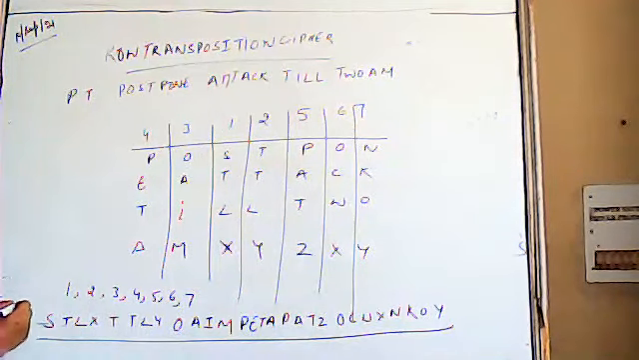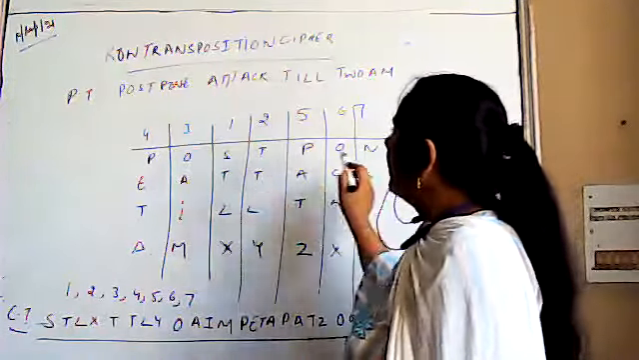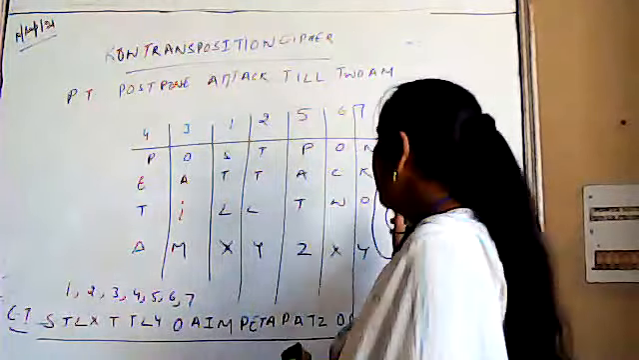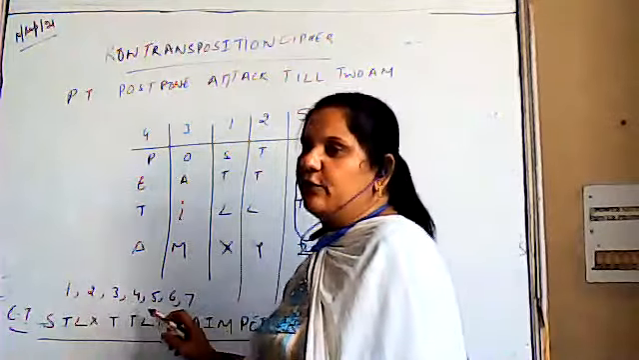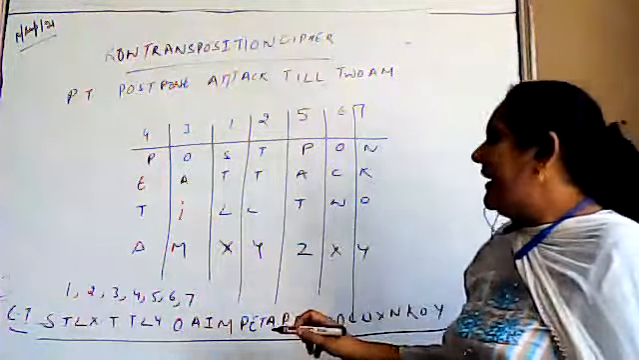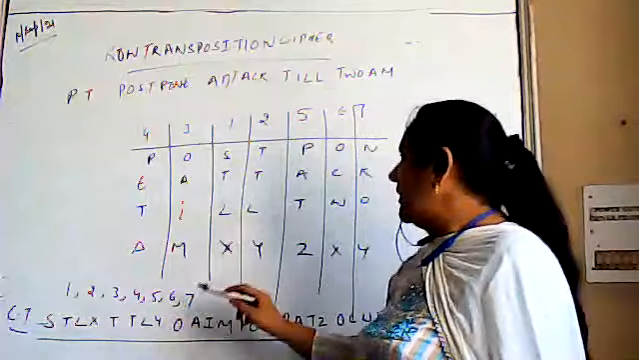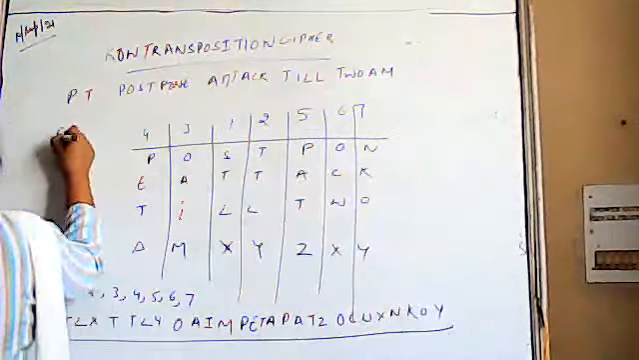This is the equivalent row transposition ciphertext for the given plain text, postpone attack till 2 a.m. So we will write like this: 4, 5, 4, 3, 1, 2, 5, 6, 7. Then you will read it in the column wise manner, 1, 2, 3, 4, 5, 6, 7. In the serial order, you are going to read it column wise and write it row wise. So STLX, write down this way, then TTLY. This is called single transposition.